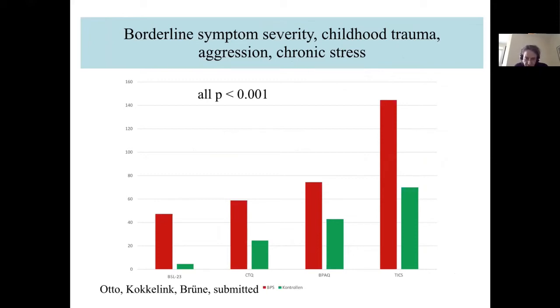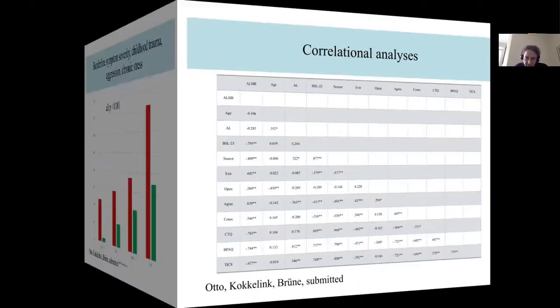CTQ scores were much higher in the clinical group, as well as the scores for aggression and the experience of chronic stress. This is nothing particularly new, but nevertheless in line with the prediction. If you remember the small table that I showed from Marco Del Giudice, high aggression and the experience of chronic stress could also be indirect markers suggesting a fast life history strategy.